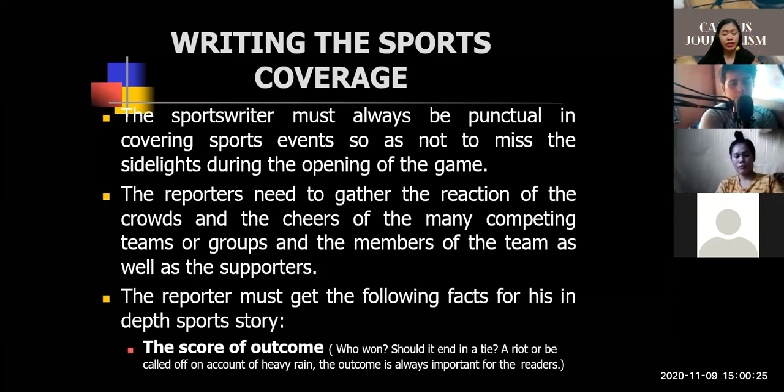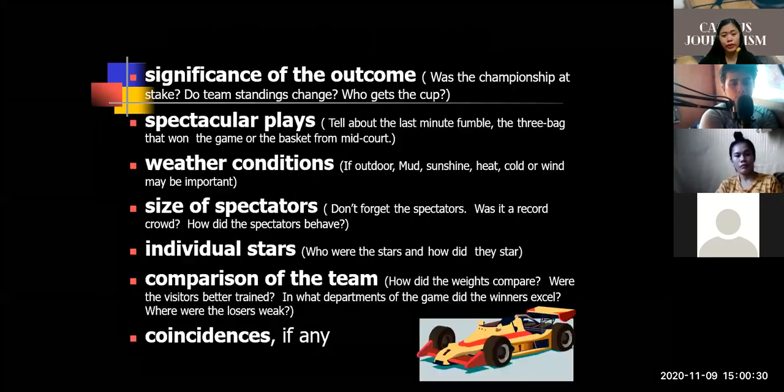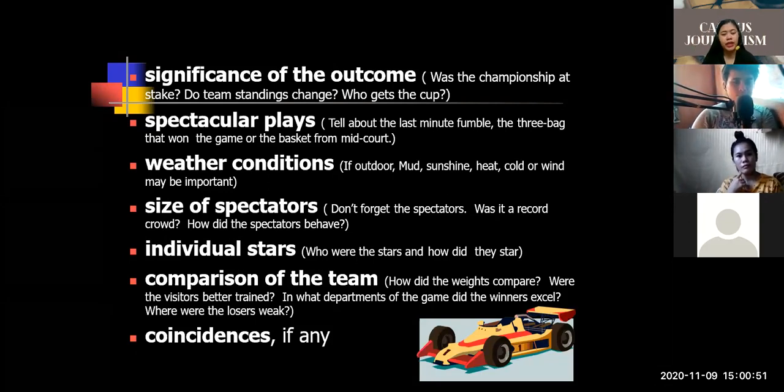So the reporter must get the following facts for his in-depth sports stories. The first is the score of the outcome, the significance of the outcome, why is it important that you have to report that one, spectacular plays, weather conditions, size of spectators, because the more spectators the game has, the more controversial or popular it is to readers. Individual stars, who are the star players? Like for example, most of the news that you hear about the NBA is about LeBron James, one of their star players, and so on. Comparison of the teams, of course, and then coincidences, if there are any.